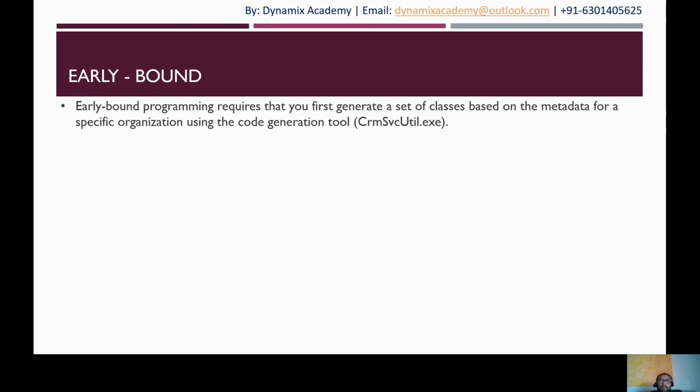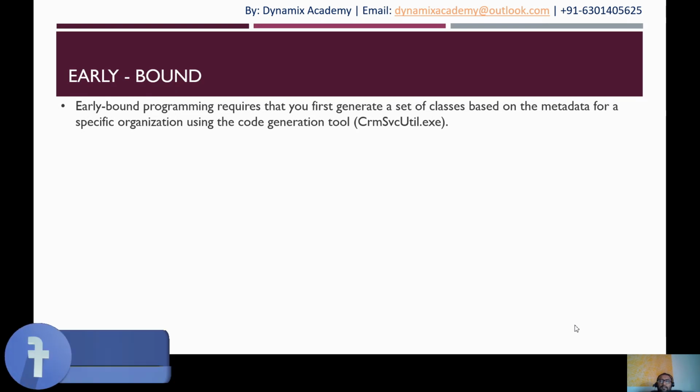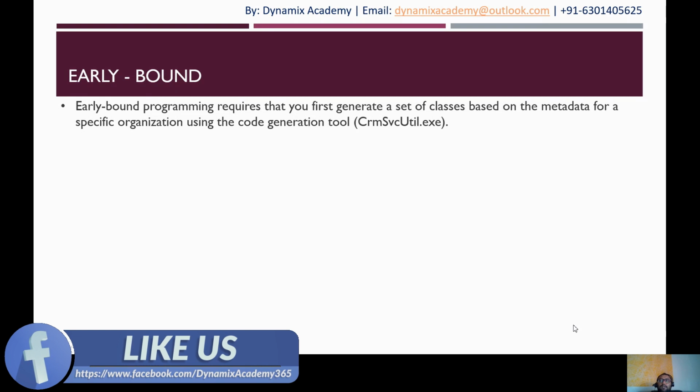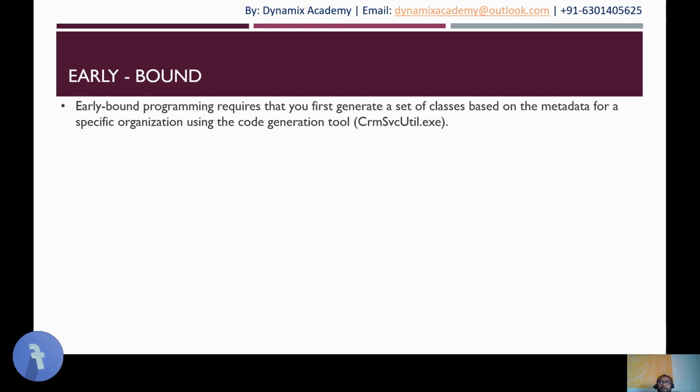Early bound programming requires that you first generate a set of classes based on the metadata for a specific organization using a code generation tool, which in the CRM case is CrmSvcUtil.exe. Many of you would know this, but still there are some users who don't know how to use this utility. So in today's video, I will show you how to generate these early binding classes and add them into your project as well, and from where you can find this tool and how to use it properly. All these things we are going to cover in the demo.